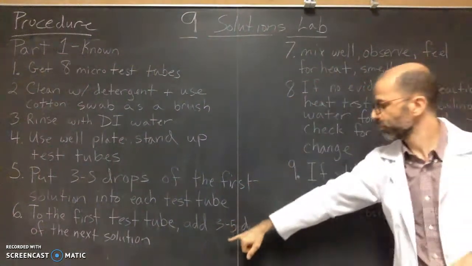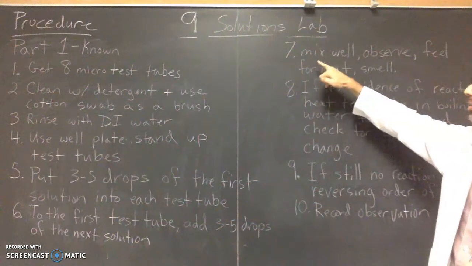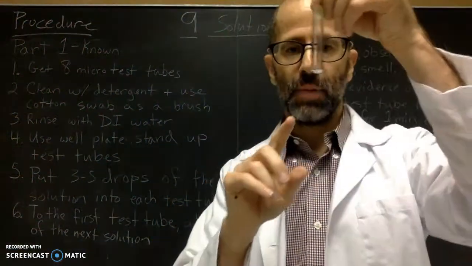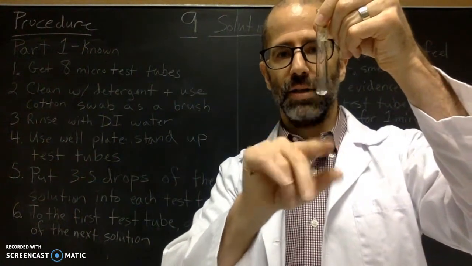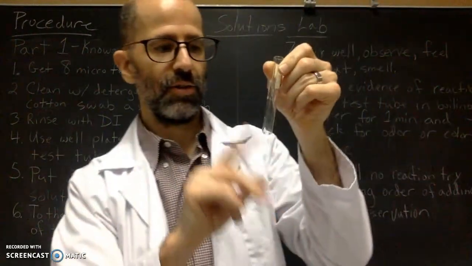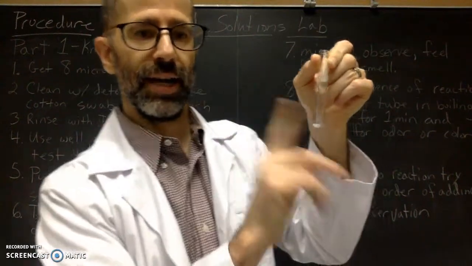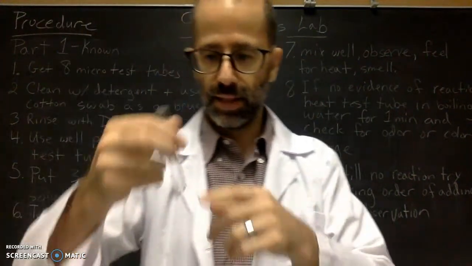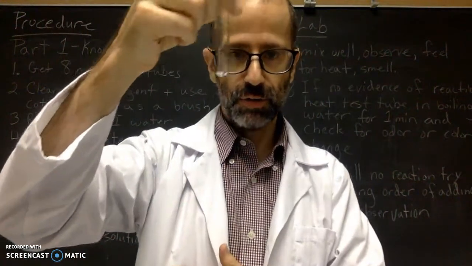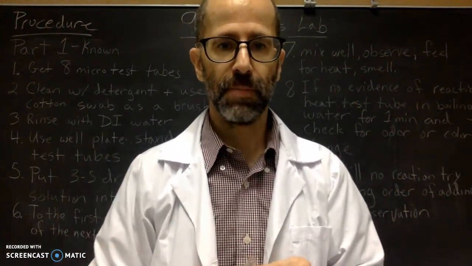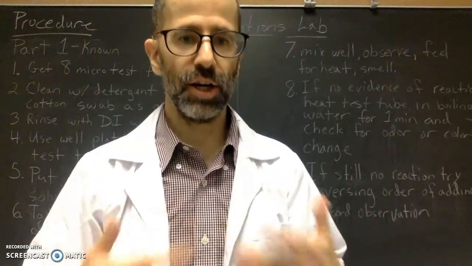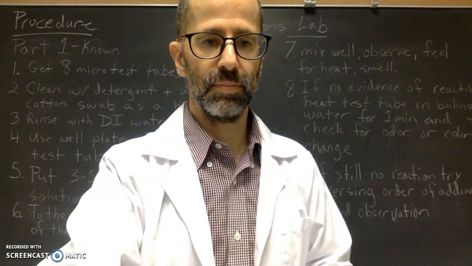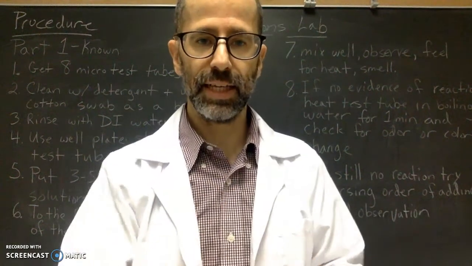So that when you add the 3 to 5 drops of your second solution, you want to mix them well. Mixing them well means you might want to tap the bottom of your test tube to get it to mix. So you can tap, tap, tap, and that's going to mix it really well. And then observe. So tap and observe, see if there's a reaction. And then you're going to do that with the other reactions as well. I will continue this in the next video.